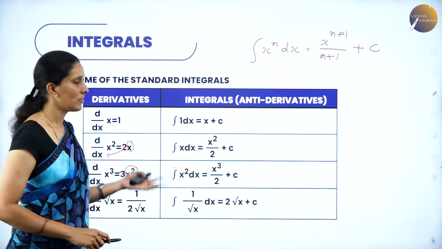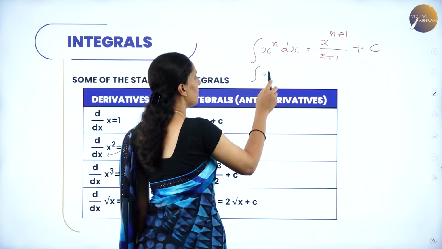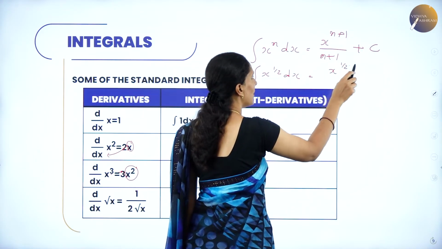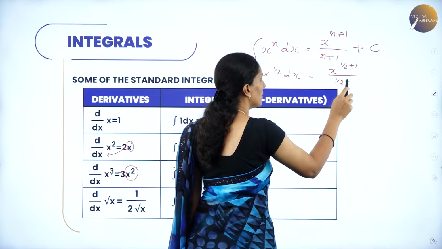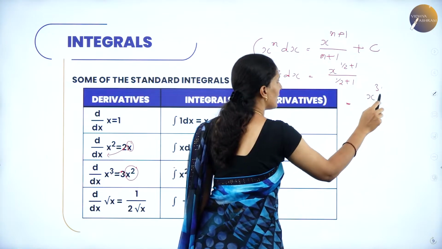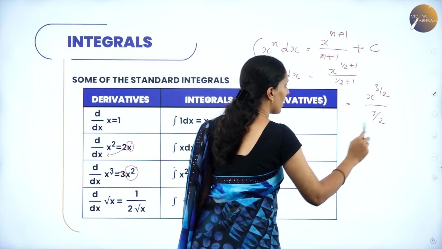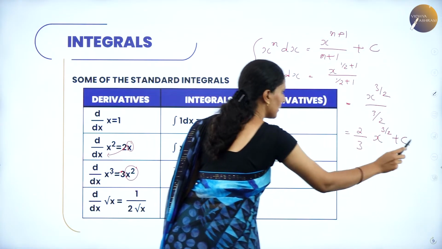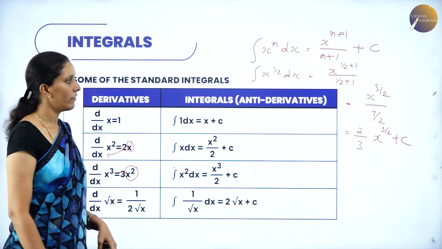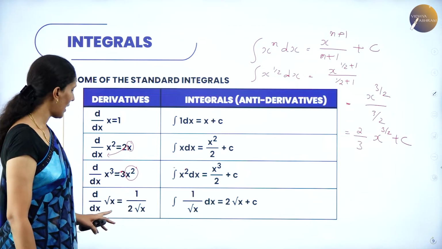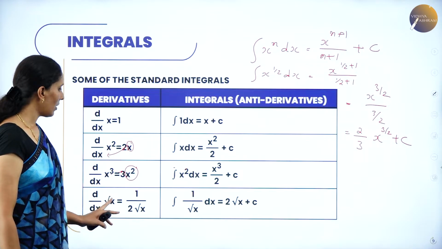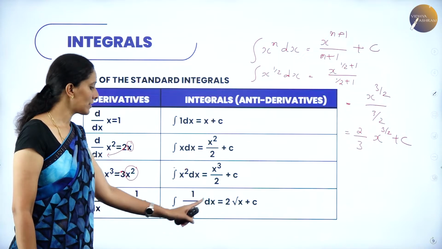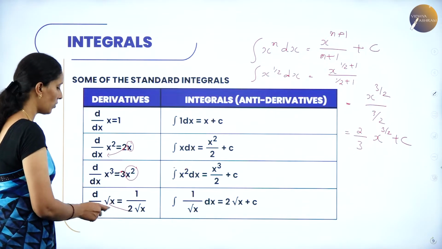Similarly, for root x. So, for root x, if you have x to the power half dx, then it is x to the power half plus 1 by half plus 1, which becomes x to the power 3 by 2 by 3 by 2. We can write it as 2 by 3 x to the power 3 by 2 plus c. So, here is how we have recognized it. And the derivative of root x is 1 by 2 root x. If you want 1 by root x, then its derivative is 2 into root x.